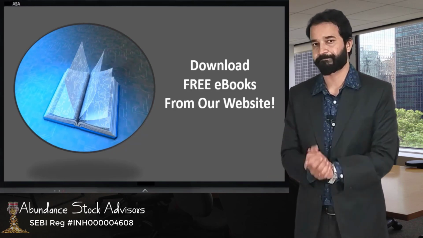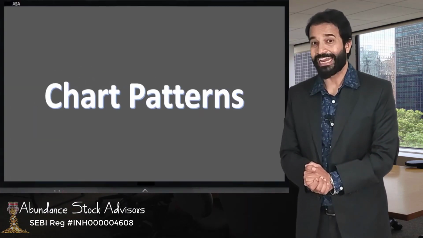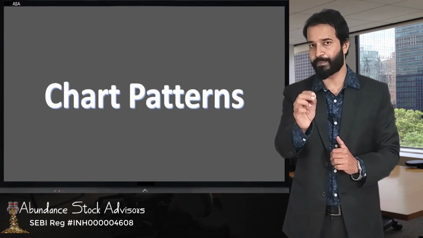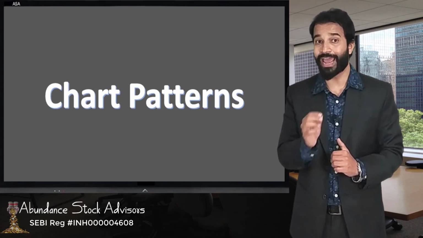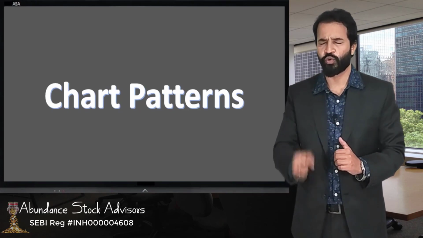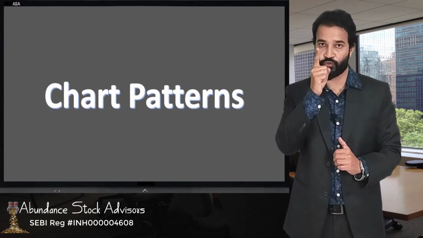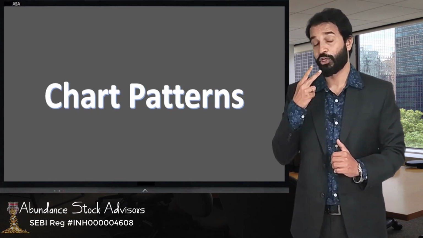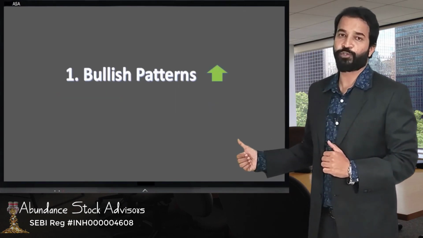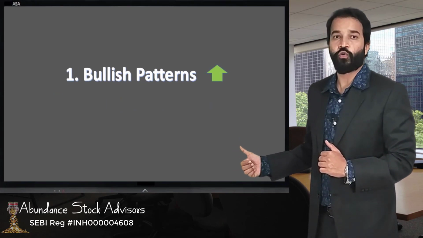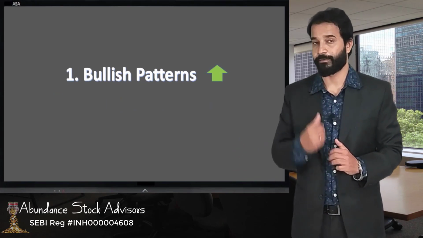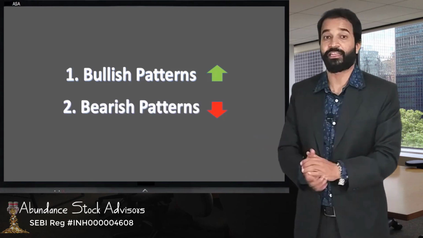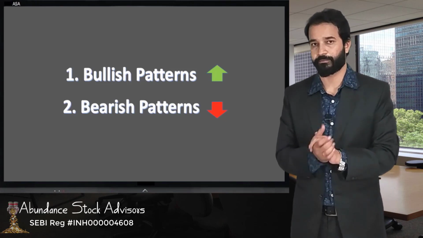Now when a stock moves, it leaves a trail behind, and in technical analysis we call this chart patterns. If you become good at interpreting these chart patterns, you can easily predict the future price movement of a stock. So these chart patterns fall in two categories. Bullish patterns. These show that the stock will move up from here on. And the other one is bearish pattern, which shows that the stock is going to fall from here on.